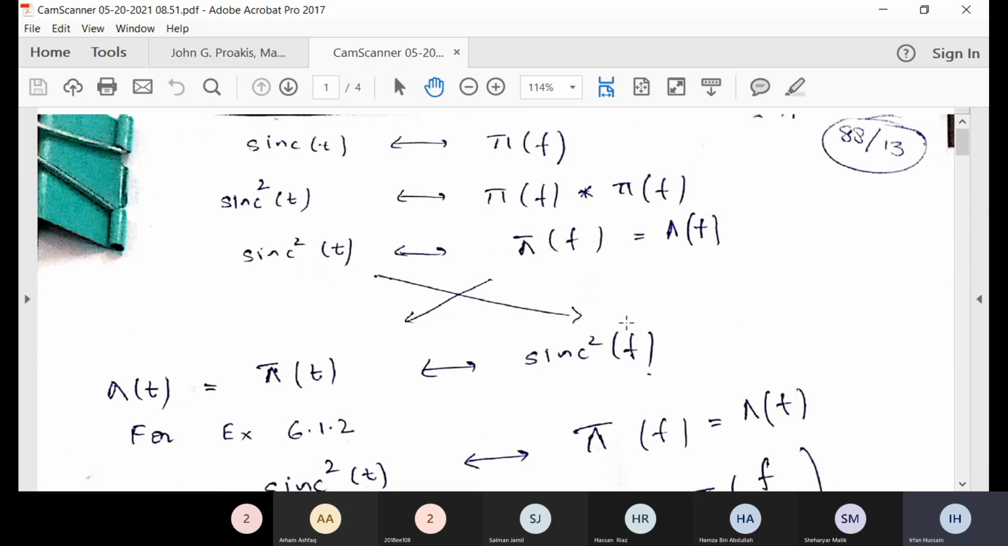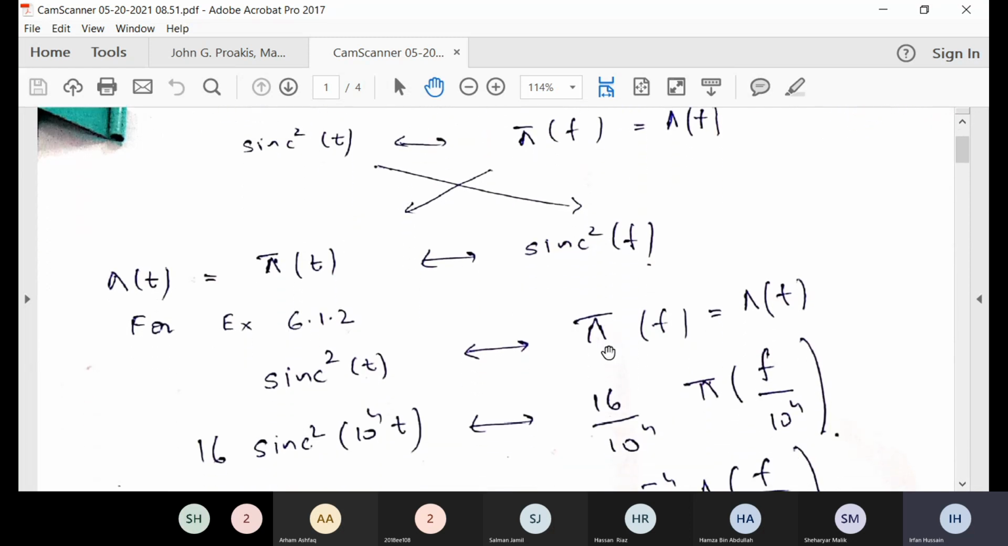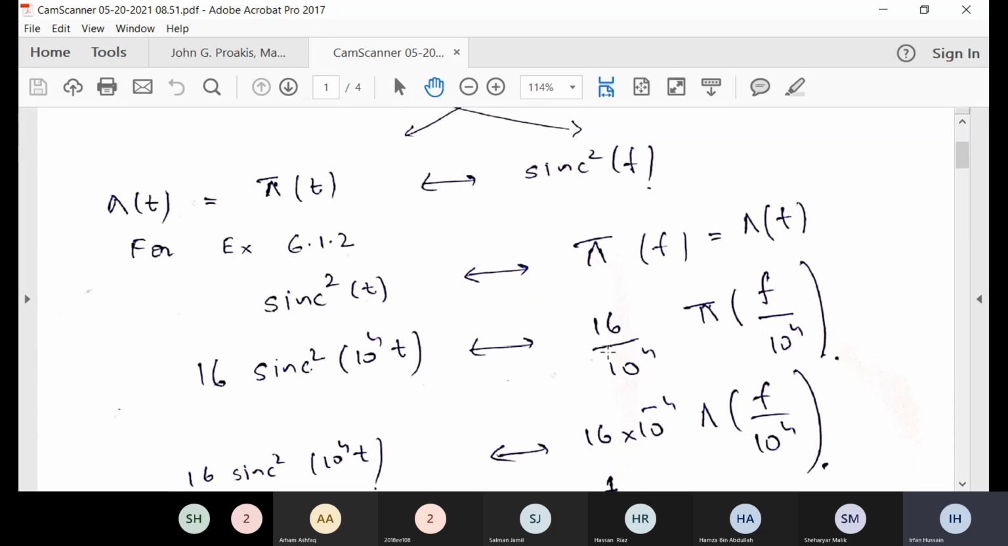And you can apply duality. Then you can very well see that a triangle in time is actually equal to sinc square in frequency. So they both are dual. They also make up a very important set used in communication. After rect, this is the next important transformation that you should be well versed with.